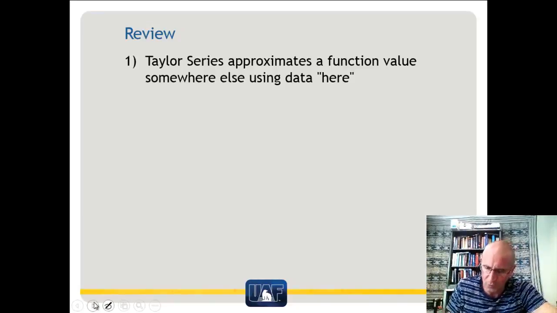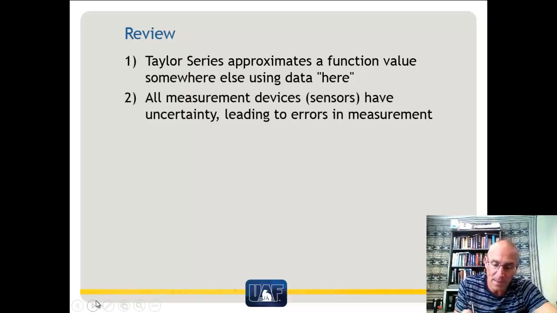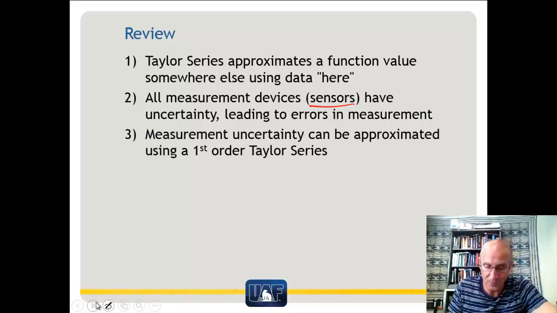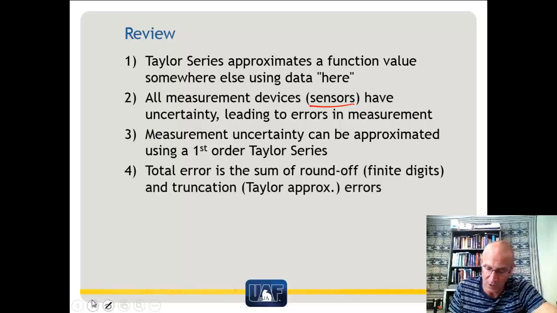Okay, so let's go ahead and review what we talked about. First of all, we saw that Taylor series approximates a function value somewhere else using data at where we are here, right? So we want to know where it is at some other location or some other point in time. We know that all measuring devices, which is essentially a sensor, are going to have some uncertainty to them, and that's going to lead to an error in the measurements we make and an uncertainty in what we're trying to know. Measurement uncertainties can be approximated using a first-order Taylor series, so we could find out what the uncertainty was, for example, in the speed of sound, when we didn't know what the value of the Young's modulus was.